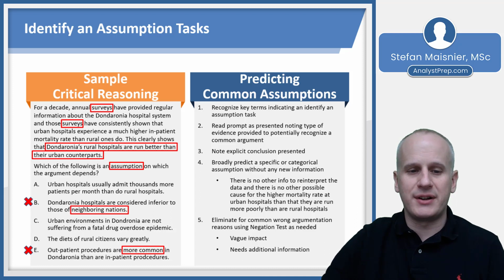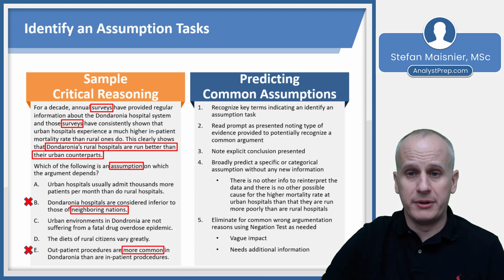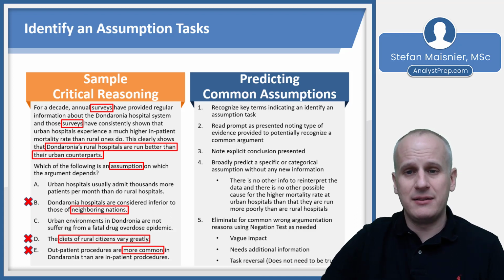Similarly with choice B, talking about Donderonia hospitals being inferior to those of the neighboring nations, I know nothing about the neighboring nations. And that doesn't clarify whether it's rural or urban hospitals. So choice B is out as well. And the diets of rural citizens vary greatly. That too introduces an entirely new variable that we need a bunch of information about. Now, choice A and C specifically are addressing urban environments or hospitals. So we may not see a task reversal in either of these. And we may actually need to apply that negation test.